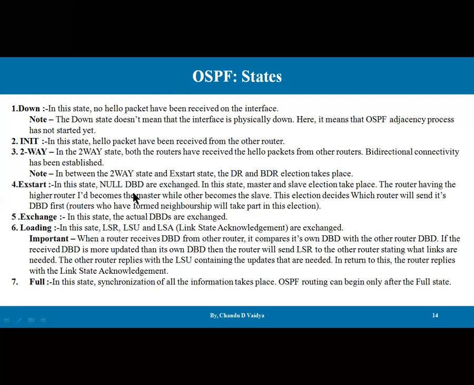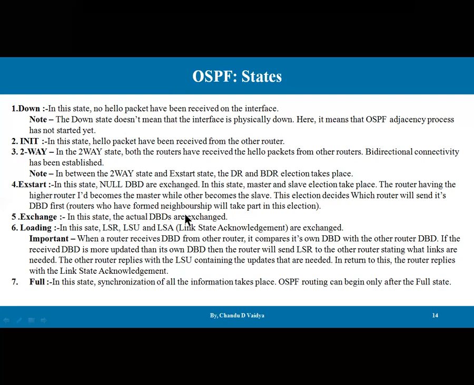In this state, null database descriptions are exchanged. In this state, the master and slave election takes place. The router having the highest ID becomes the master, and the other becomes the slave. The election decides which router will send its database description first. This is what happens in the ExStart state.